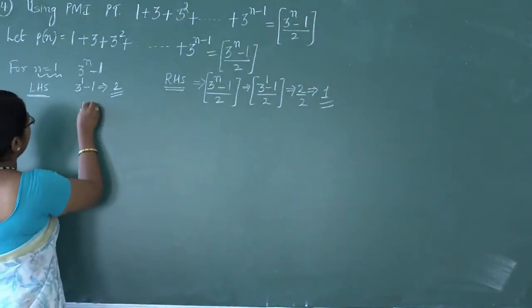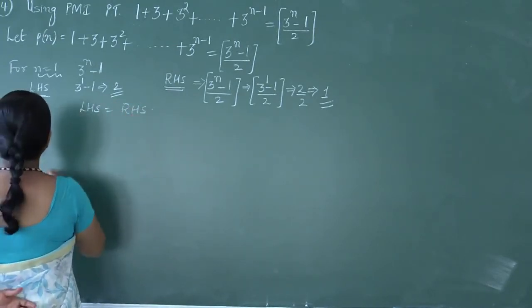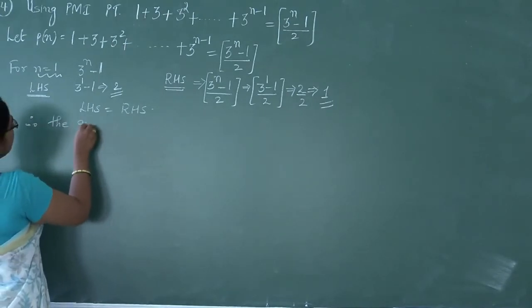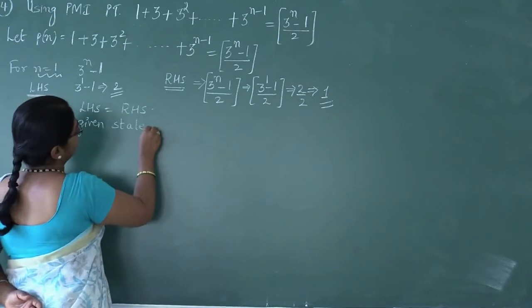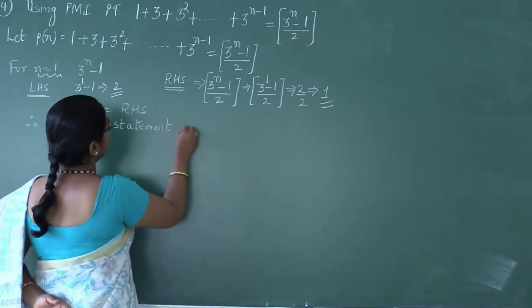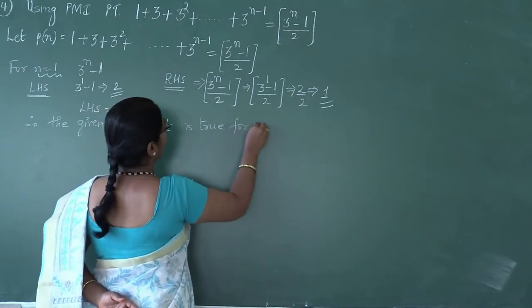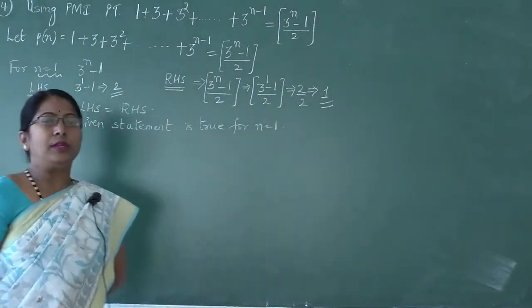Here we conclude that LHS is equal to RHS. Therefore, the given statement is true for n equal to 1. What is the next step?